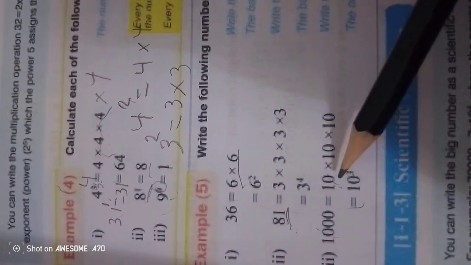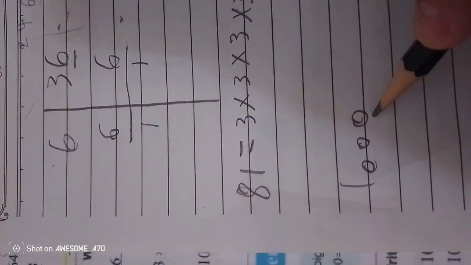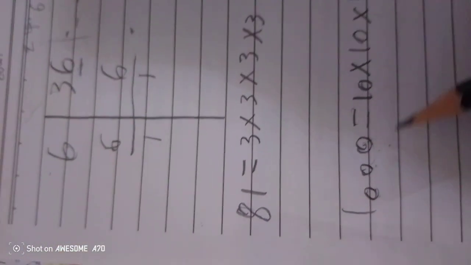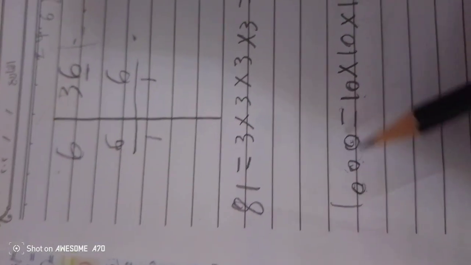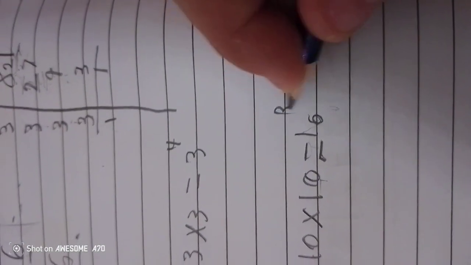1000 equals 10 times 10 times 10. Why? Let me show you. Now 1000. How many zeros are there? We count them. 1, 2, 3. There are 3 zeros. We turn them into tens. Now, 1 0 equals 10. The other 0 equals times 10. We turn another 0 into 10. Why? Because 10 times 10 is 100. Times 10 is 1000. So each 0, we turn them into tens. So this equals 10 with the power of 3.